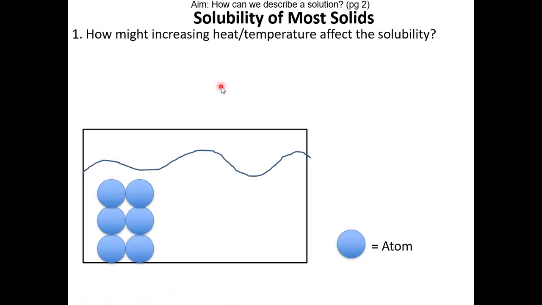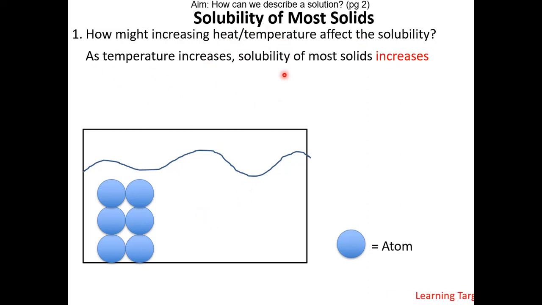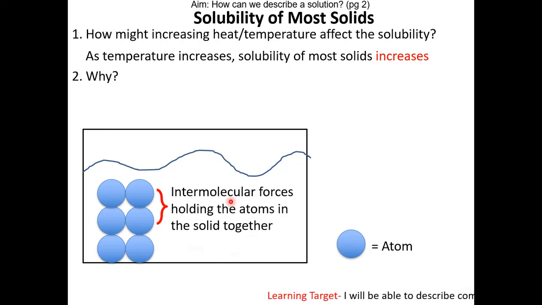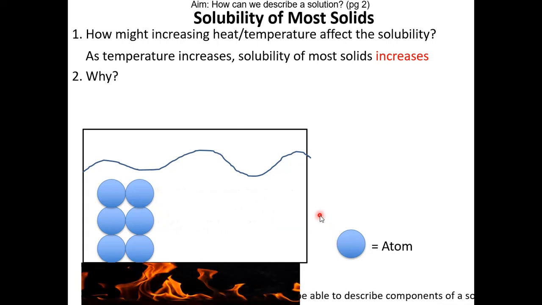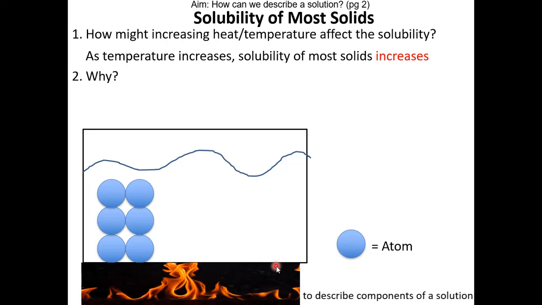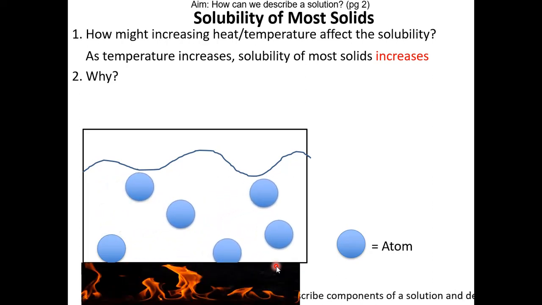Let's start with how temperature and heat affect the solubility of most solids. So how might increasing heat and temperature affect the solubility? As temperature increases, solubility of most solids will increase. So why is that? Here we have a solid solute added to a solvent. The solid solute is initially held by intramolecular forces. That is what's holding the atoms in the solid together. Therefore, in order to break these intramolecular forces, energy must be applied. Therefore, as temperature increases, solubility of most solids will increase.